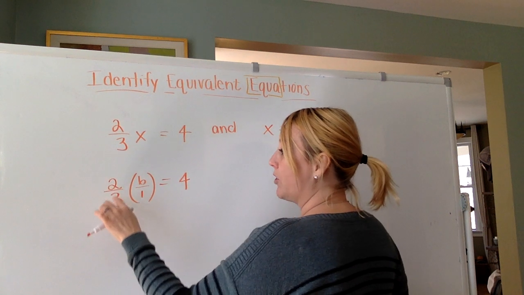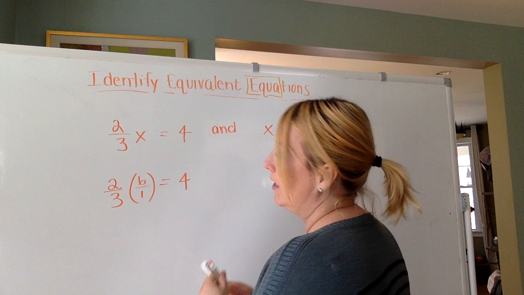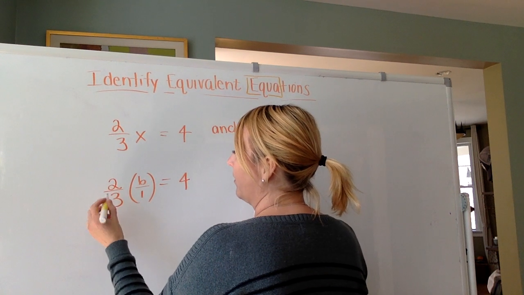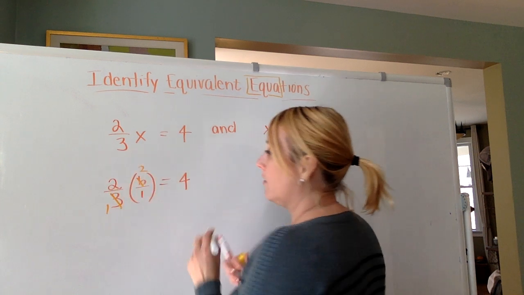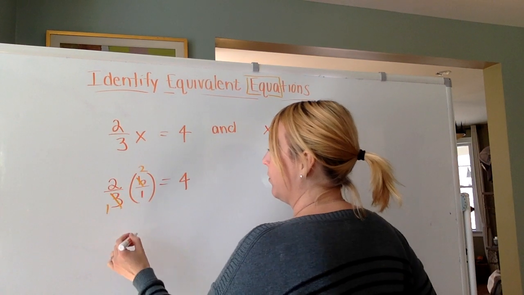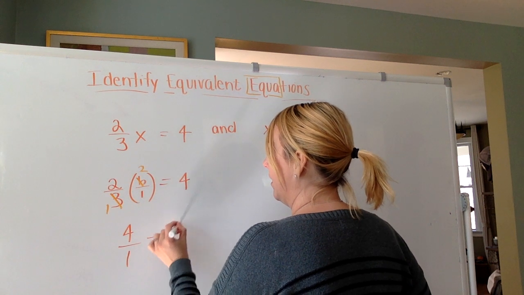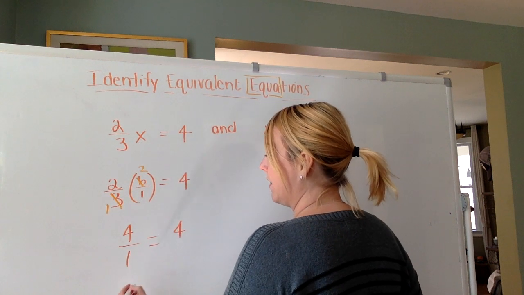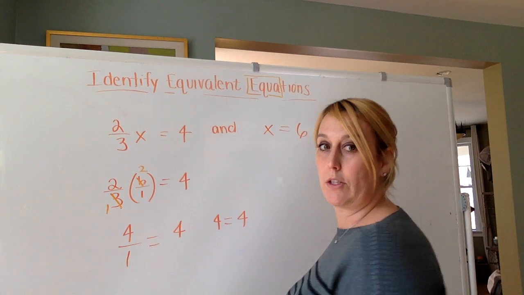So I have 2/3 times 6. So of course we can use our good old cross simplifying. So 3 goes into 3 once, and 3 goes into 6 twice, right? You saw what I did there? 2 times 2 is 4. 1 times 1 is 1. And then I can rewrite that as simply 4 equals 4 and get rid of that denominator.